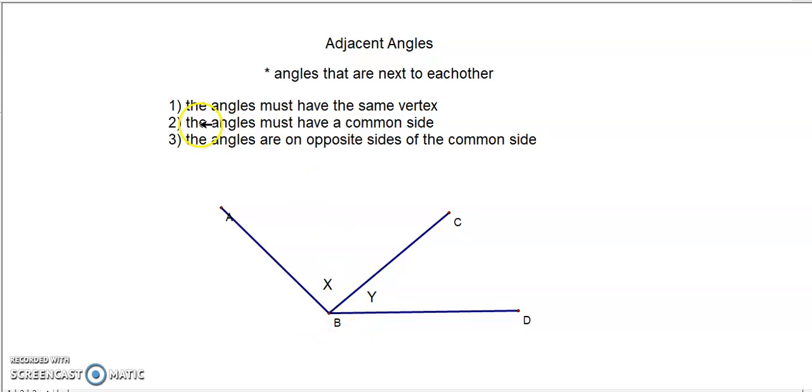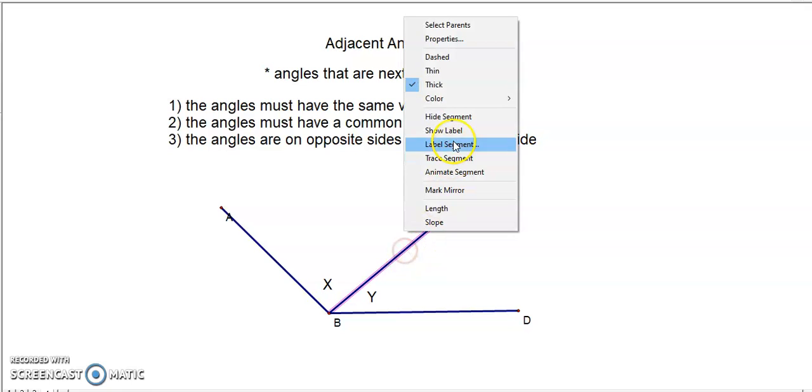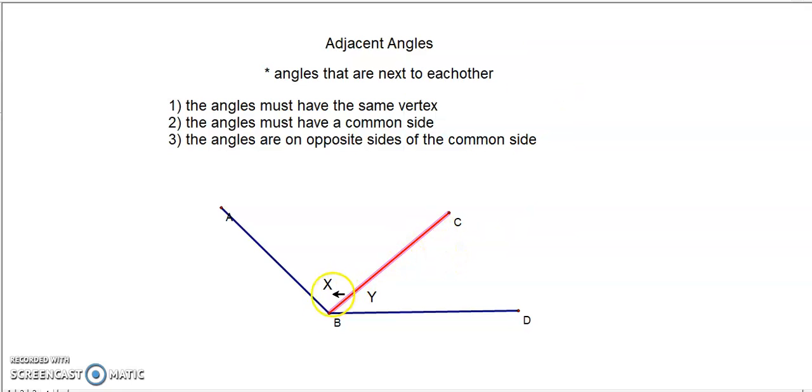They share it. The angles must have a common side. So angle X uses these two legs to make the angle, and angle Y uses these two legs to make the angle. So this here is shared. That the red is shared. So this is okay. Number 2 is okay. And are the angles on the opposite side of the common side? So if the common side is the red segment, Y is on this side, on the right, and X is on the left. So X and Y are indeed adjacent angles.